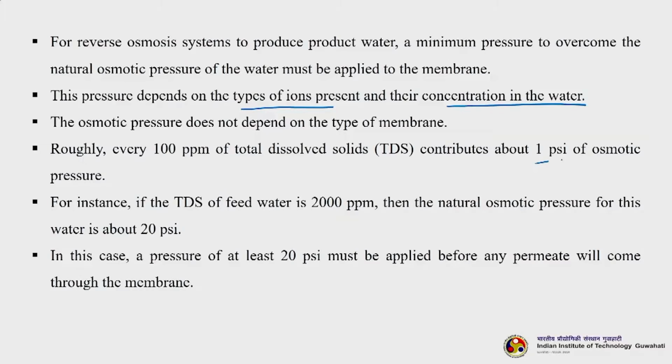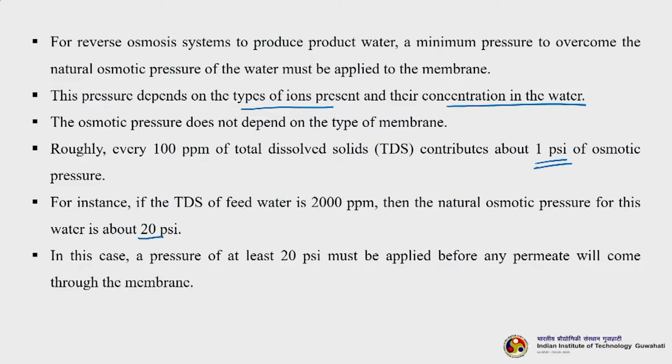Roughly every 100 ppm, ppm meaning parts per million, milligrams per liter, of total dissolved solids contributes about 1 psi of osmotic pressure. This is a rule of thumb. For instance, if the total dissolved solids of feed water is almost 2000 ppm, then the natural osmotic pressure is about 20 psi. So, you can guess from this that for every 100 ppm of TDS, the osmotic pressure generated is almost 1 psi. In this case, a pressure of at least 20 psi must be applied before any permeate will come through the membrane.